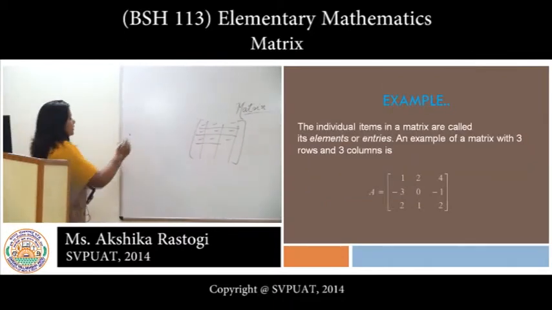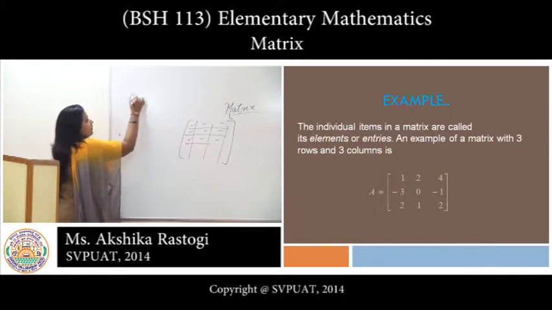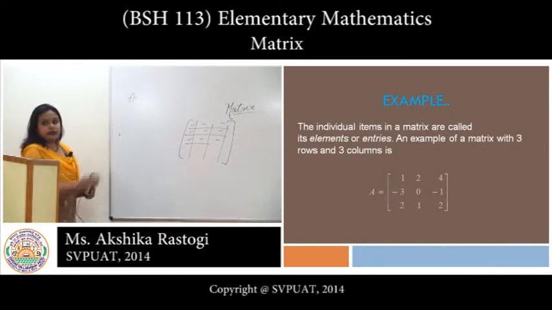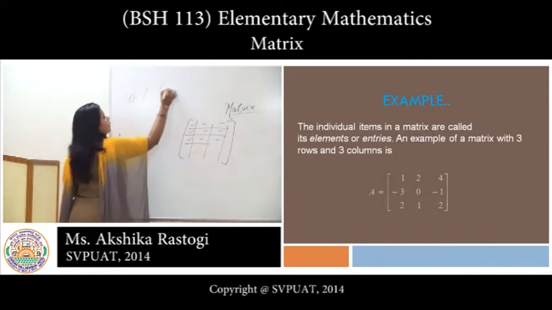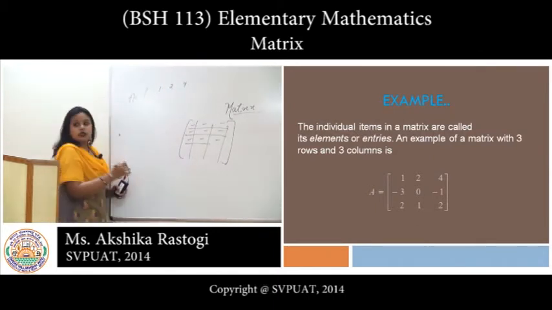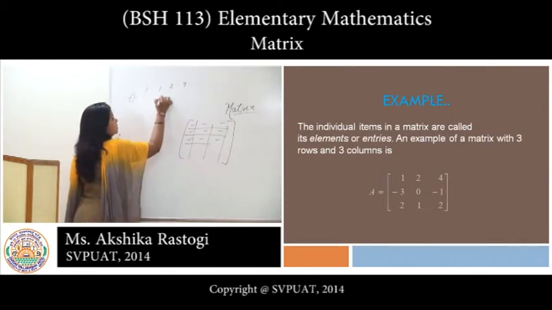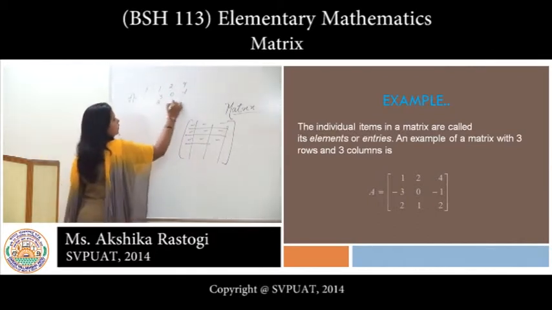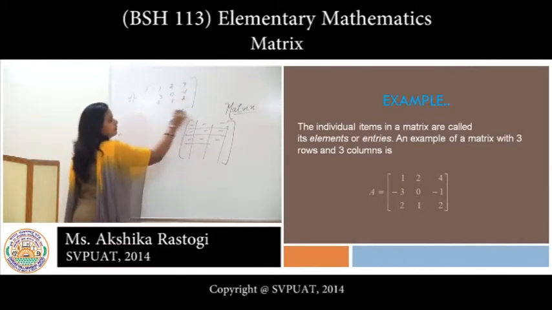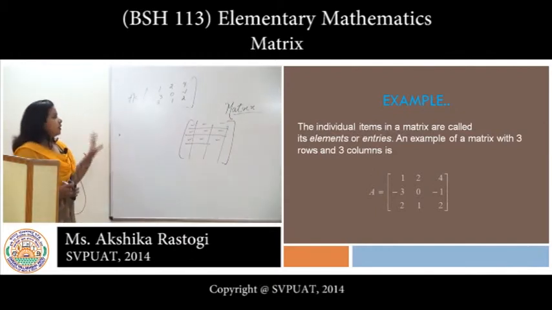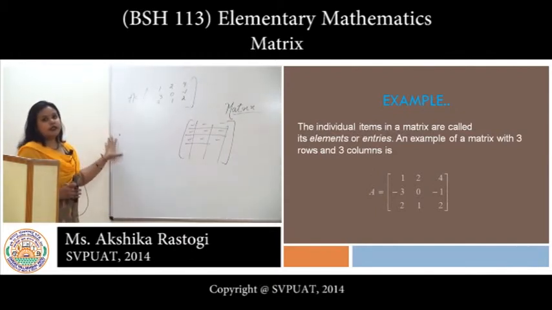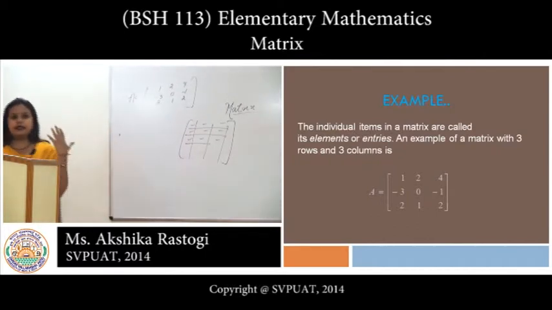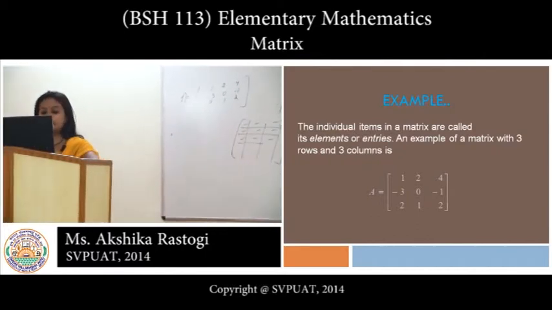An example of a matrix: it is always denoted by a capital letter, that is A, with rows 1, 2, 4, then -3, 0, -1, and 2, 1, 2. So it's a matrix. It's not necessary that it contains only positive numbers. Numbers can be negative also. It can be 0, negative, anything can be an element.